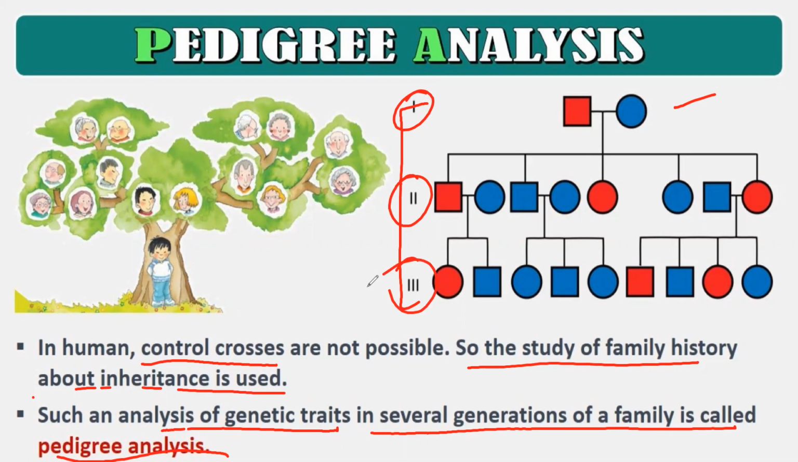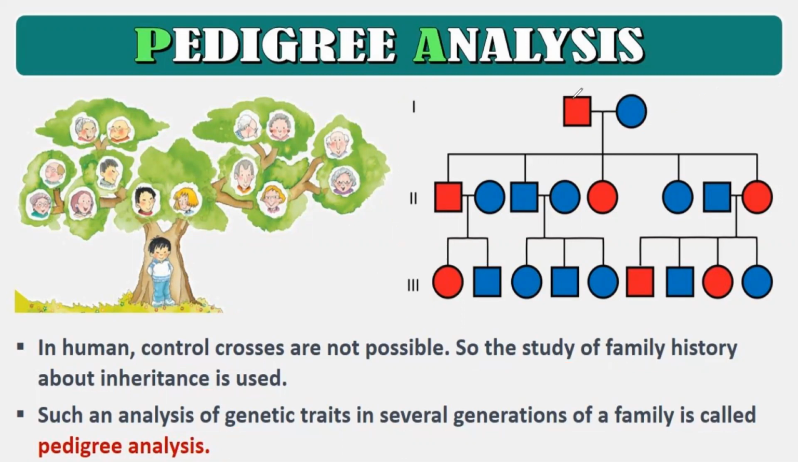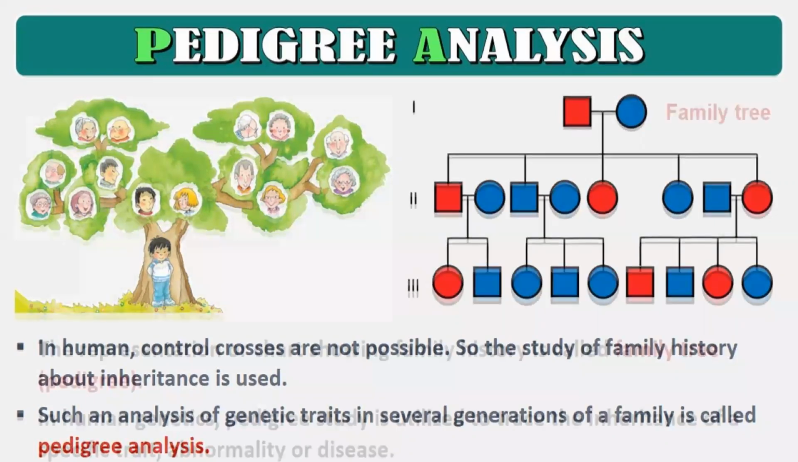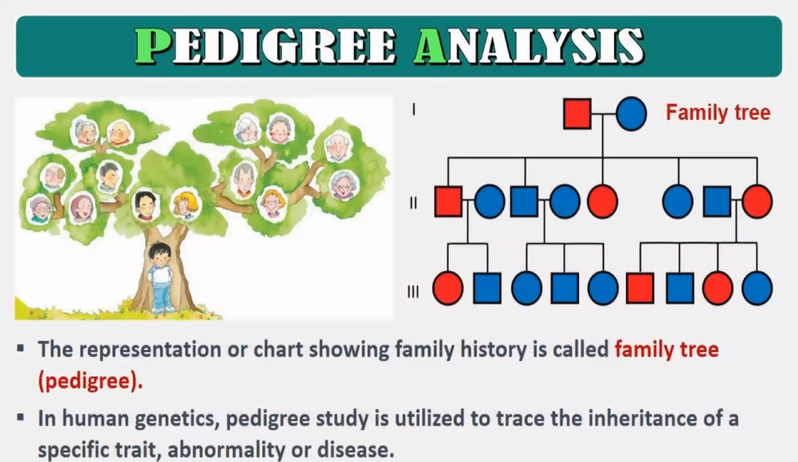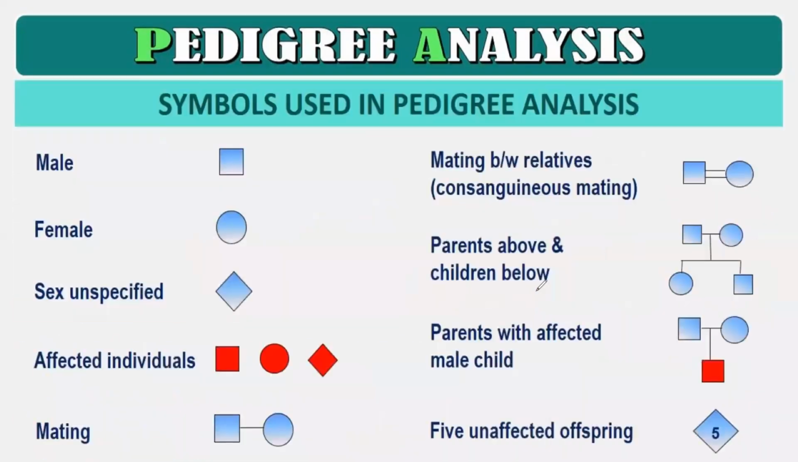And this entire pedigree analysis gives us the idea about the genetic traits that are passing from one generation to the next generation. The representation of a chart showing family history is called a family tree, that is, a pedigree. In human genetics, pedigree study is utilized to trace the inheritance of a specific trait, abnormality, or disease.